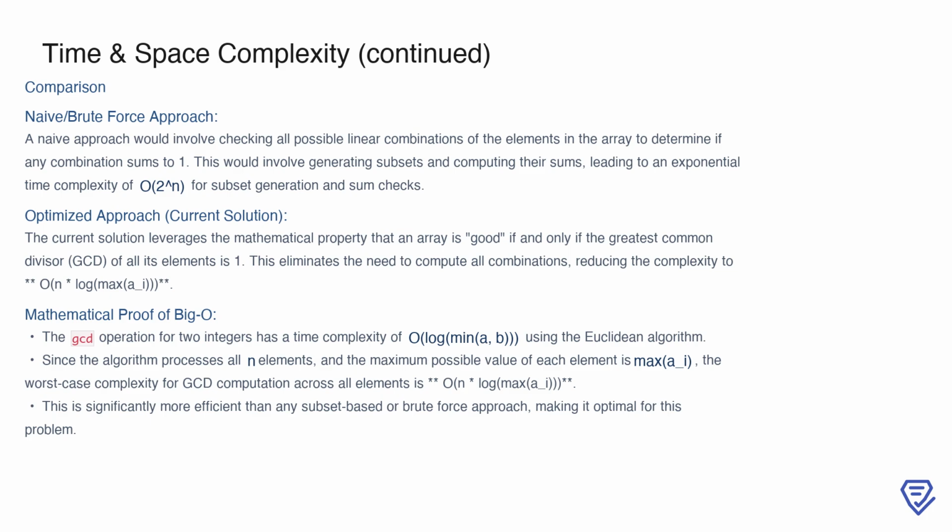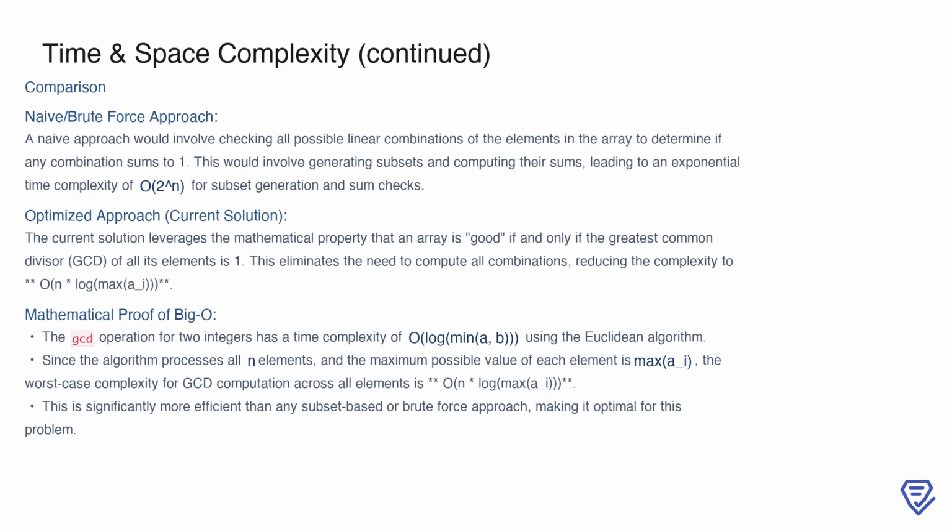This eliminates the need to compute all combinations, reducing the time complexity to O(n log max a_i). The mathematical proof of this complexity stems from the fact that the GCD operation for two integers has a complexity of O(log min(a, b)) using the Euclidean algorithm. Since the algorithm processes all n elements in the array, and the maximum possible value of any element is max a_i, the total complexity for all GCD computations is O(n log max a_i).